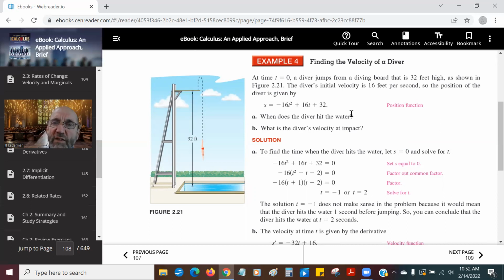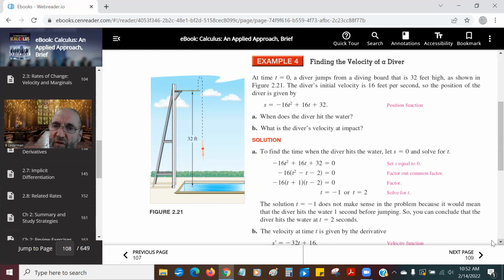So a couple of questions. When does the diver hit the water? And what is the diver's velocity on impact? Well, question A is really more of an algebra question. It's not a calculus question at all. All you do is take this position and set it equal to 0, because 0 is 0 feet off the ground. Negative 16t squared plus 16t plus 32 equals 0. Now we just do some basic algebra. We either get t equals negative 1, which we're going to reject, or t equals positive 2. So it's going to take the diver 2 seconds to hit the ground.